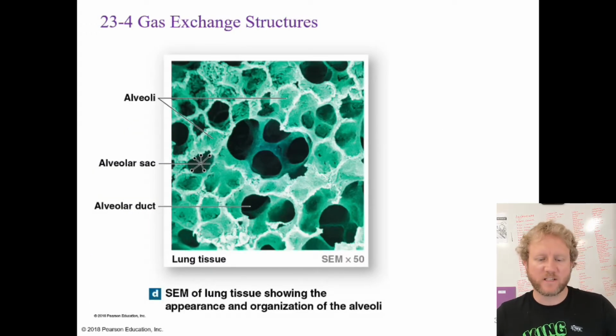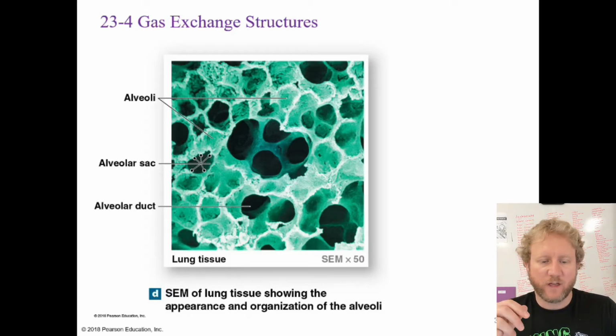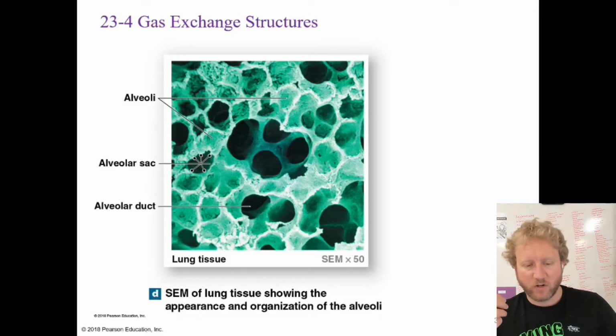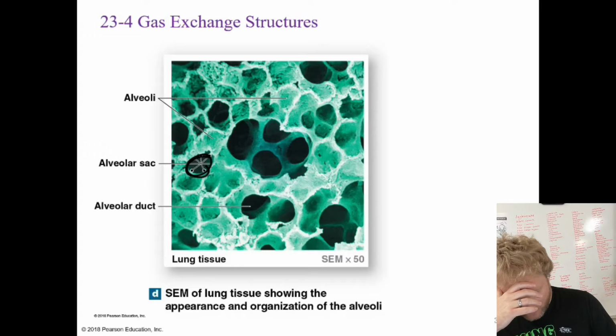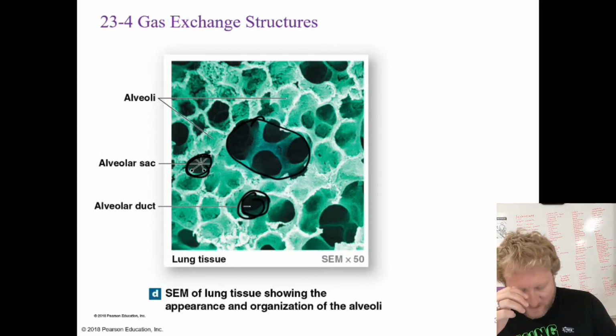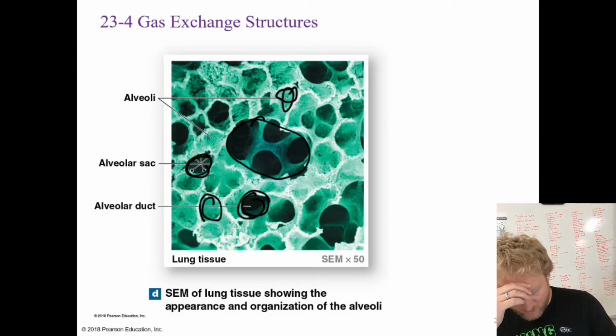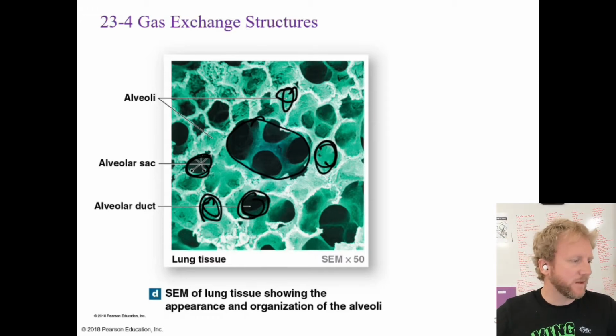Here's another diagram. This is a scanning electron microscope image, that's what SEM stands for, of those exchange surfaces or structures in your lungs. And so you can see the spaces right here are the actual alveolar sacs. So here's our alveolar sacs. Here's our big space right here. We've got alveolar ducts that terminate at the alveoli, which are those little bubble spaces right there. All of these little pockets, essentially.